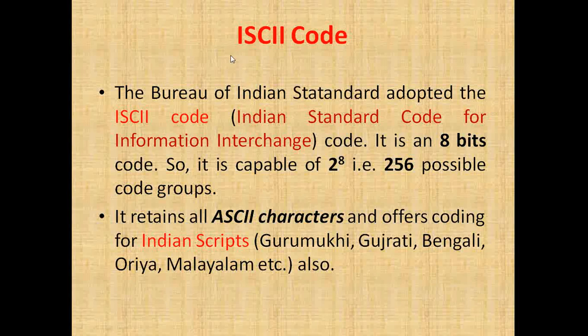Then we have ISCII code. It stands for Indian Standard Code for Information Interchange, right? And it is an 8-bit code, and because it is an 8-bit code, that means it will have more possible code groups, right? More than ASCII code, because that was 2 to the power 7, 128 possible code groups. It is an 8-bit code group, so we can represent more characters, we can form more possible code groups in this Indian Standard Code for Information Interchange.